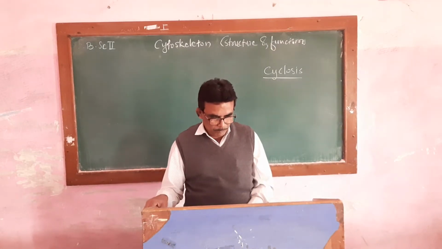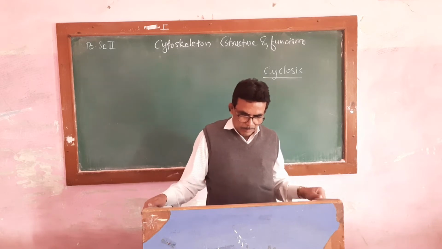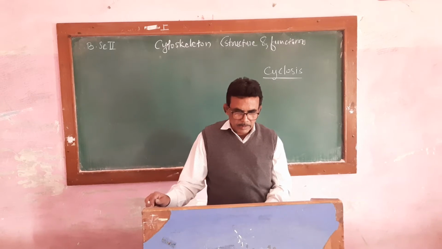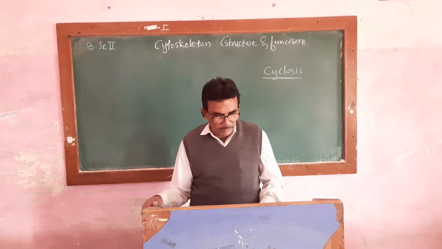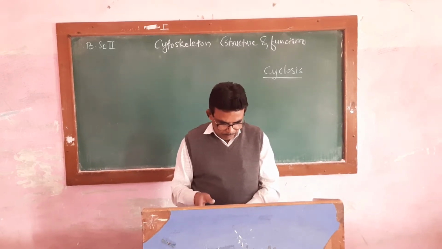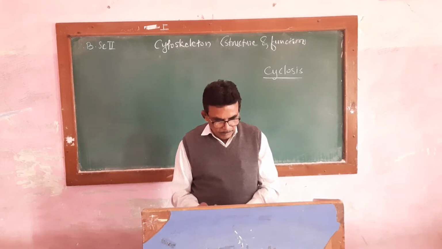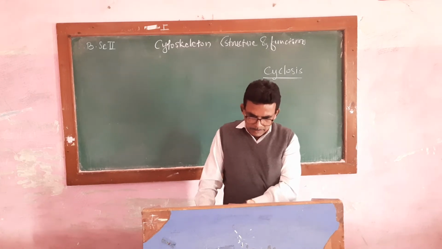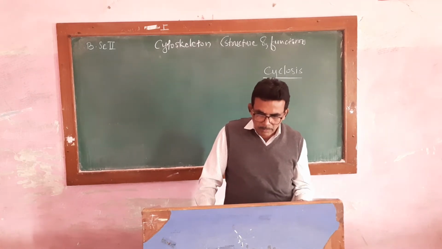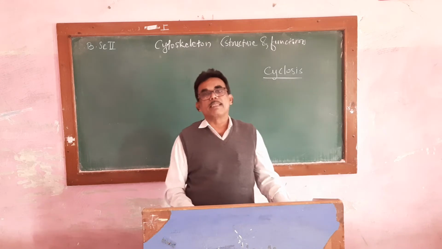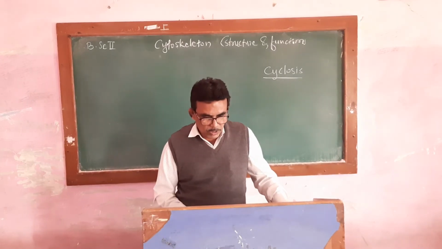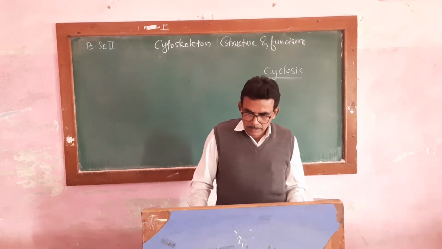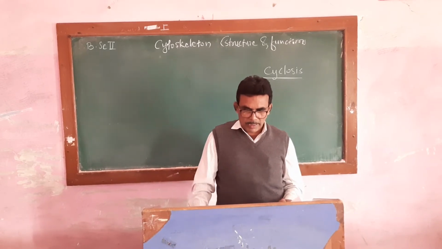Then the microfilaments are the thinnest ones, and microtubules are larger than the microfilaments. The microfilament is the thinnest fiber, while the microtubules are the largest fibers found in the cytoskeleton, measuring about 23 nanometers.